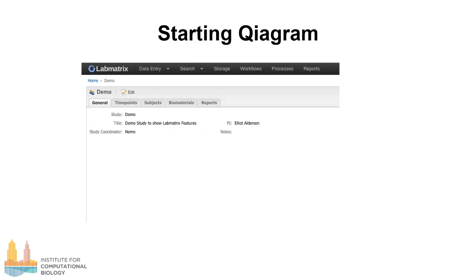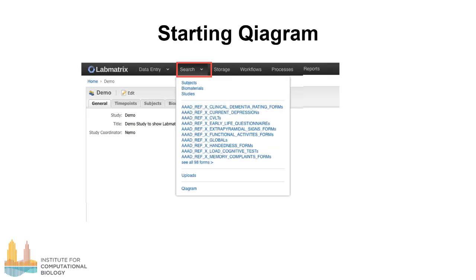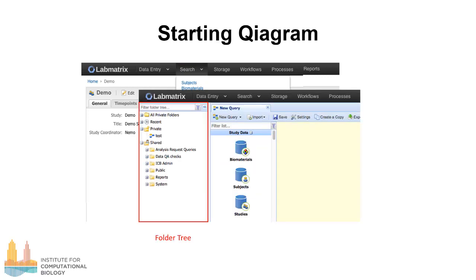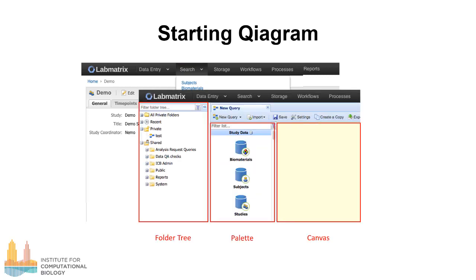Qiagram can be accessed from the Lab Matrix program using the search menu. The Qiagram page contains a folder tree, a palette, and a canvas. The folder tree lists the locations where the Qiagram queries can be saved. The palette lists the data sources that are available for querying. Only a data source for which you have appropriate permissions will be visible to you. The canvas is where queries are built.